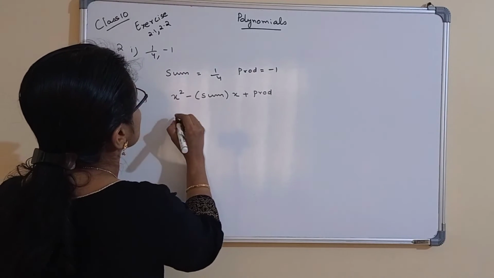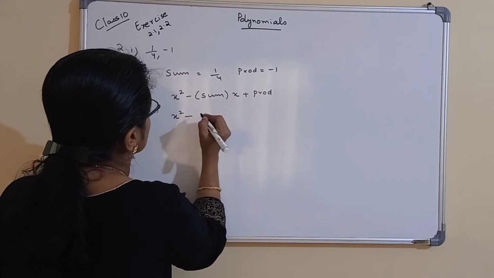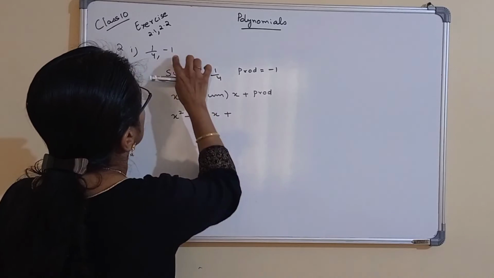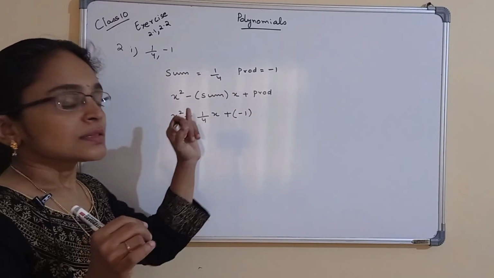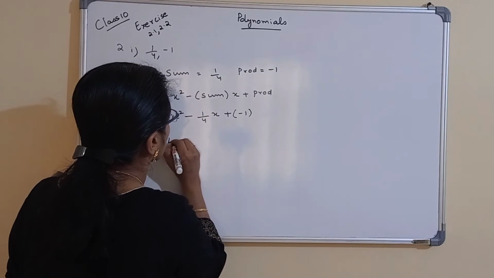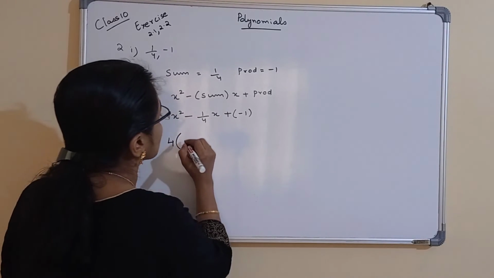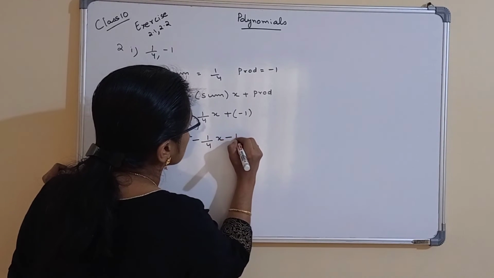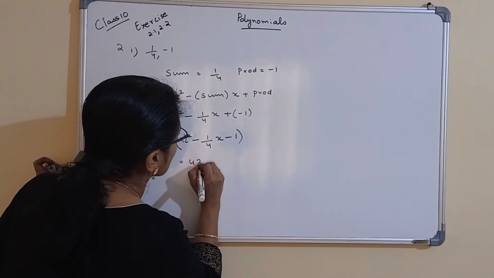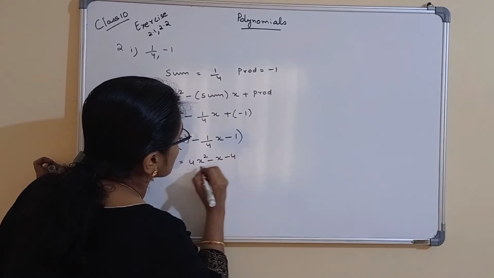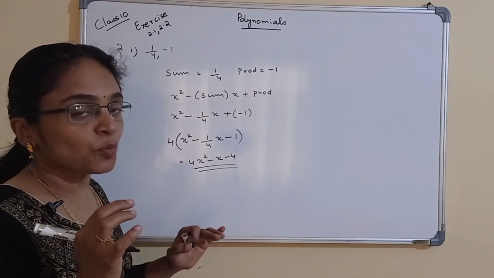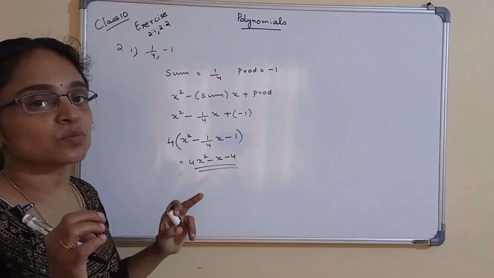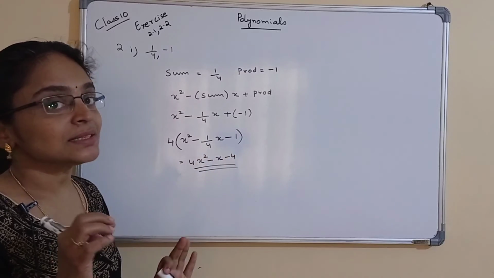Okay, so this can be written as x square minus sum is 1 by 4, 1 by 4 into x plus product is minus 1. So if we multiply this by 4, we will get 4 into x square minus 1 by 4x minus 1, right? Which is equal to 4x square minus x minus 4. So, the quadratic polynomial whose sum of zeros is 1 by 4 and product of zeros is minus 1 is 4x square minus x minus 4. Okay.